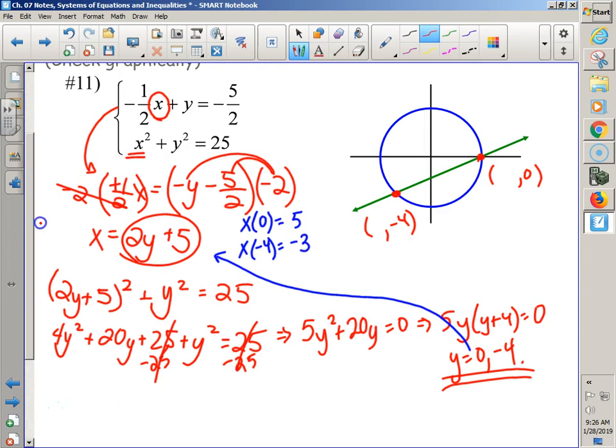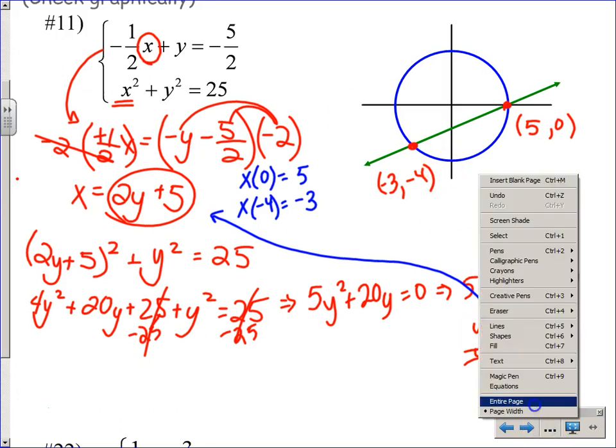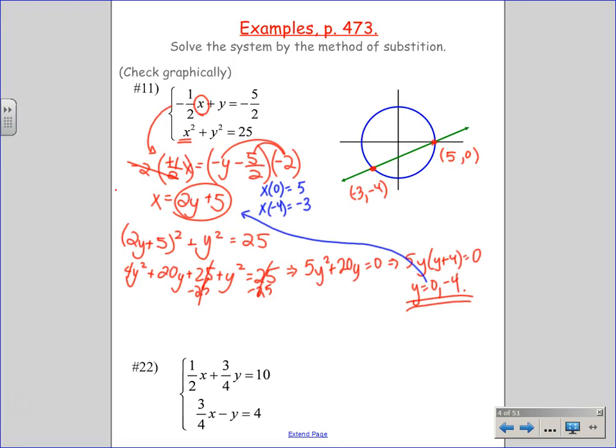They say to double check your math with your graph. And to be honest, some of you might realize it might have been harder to graph this guy and find the intersections than just to do the math. The final solutions for number 11, or for this first one, are -3, -4, and 5, 0.